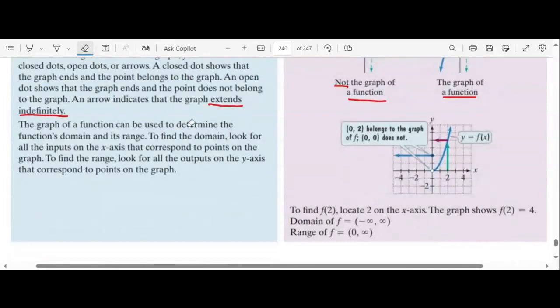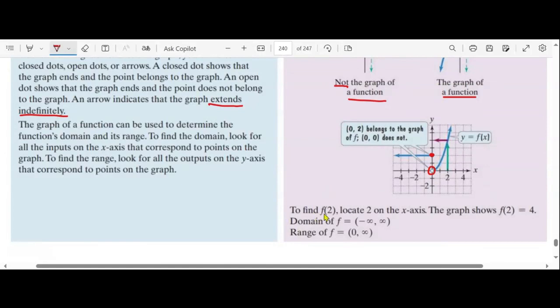The graph of a function can be used to determine the function domain or its range. To find the domain, look for all the inputs on the x-axis that correspond to the point on the graph. To find the range, look for all the outputs on the y-axis that correspond to the point on the graph. So here, take a look. I have one graph here and another graph here, right? So here, this is closed, but this one is open.